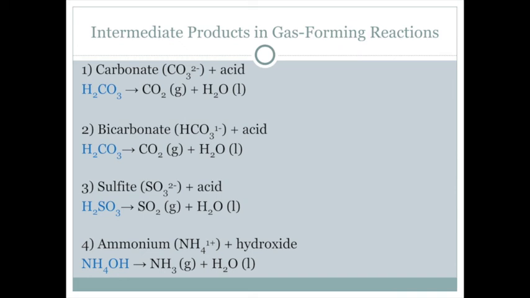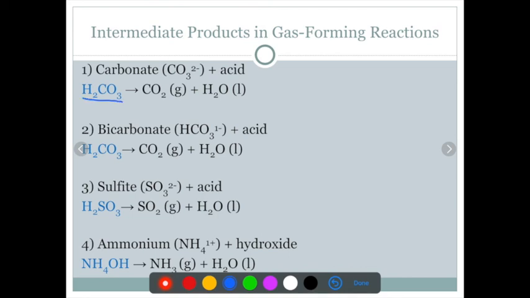Okay, here's carbonate with an acid. So we have H2CO3 as one of our intermediate products. Okay, and bicarbonate with an acid forms the same intermediate product. So really all you have to remember is H2CO3 breaks into water and CO2 gas. Okay, then we have sulfite reacting with an acid, that forms the intermediate product H2SO3, and that breaks into water and SO2 gas.